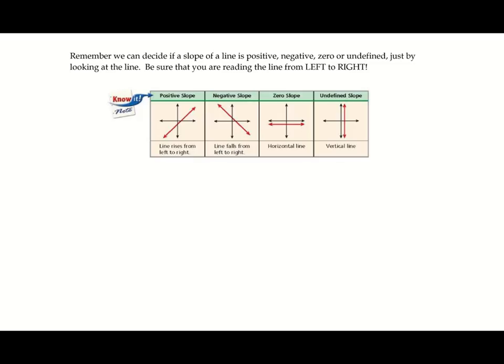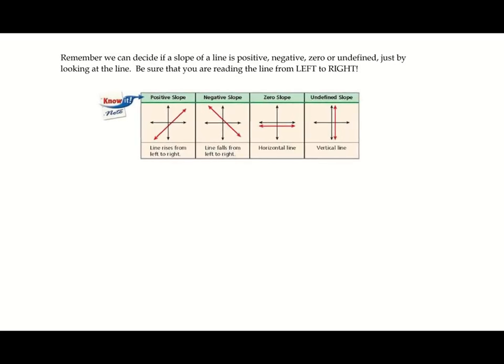Not much to do on this page. Remember, when we are reading our line, we're reading it from left to right. So for this first one, if I read from left to right, the line is going uphill, so it has a positive slope. Left to right, I'm going downhill, so I have a negative slope.